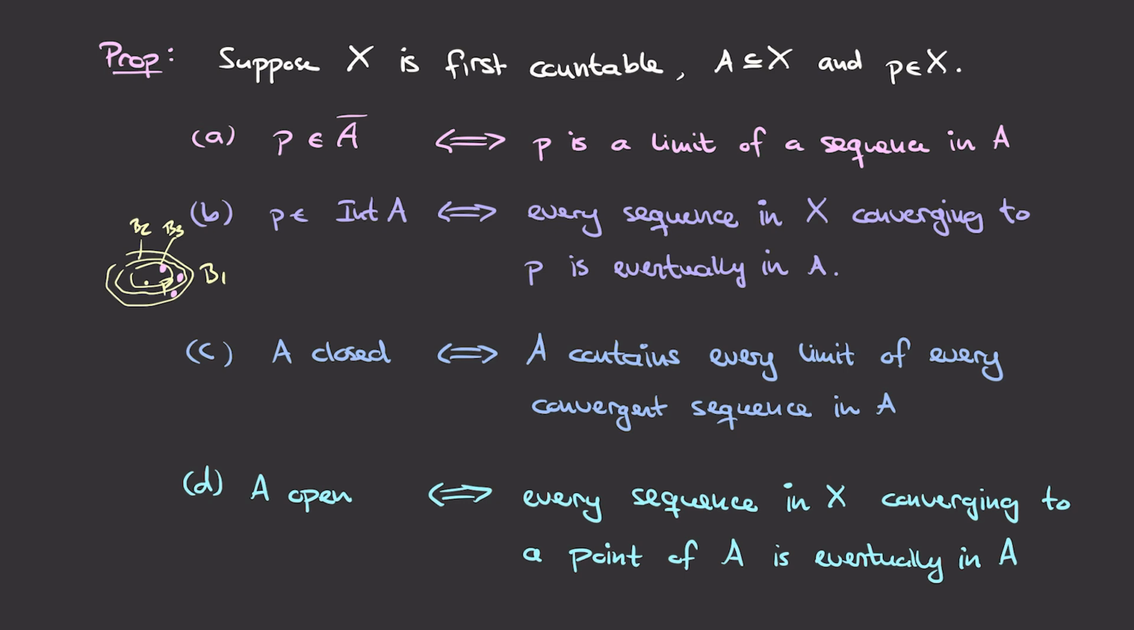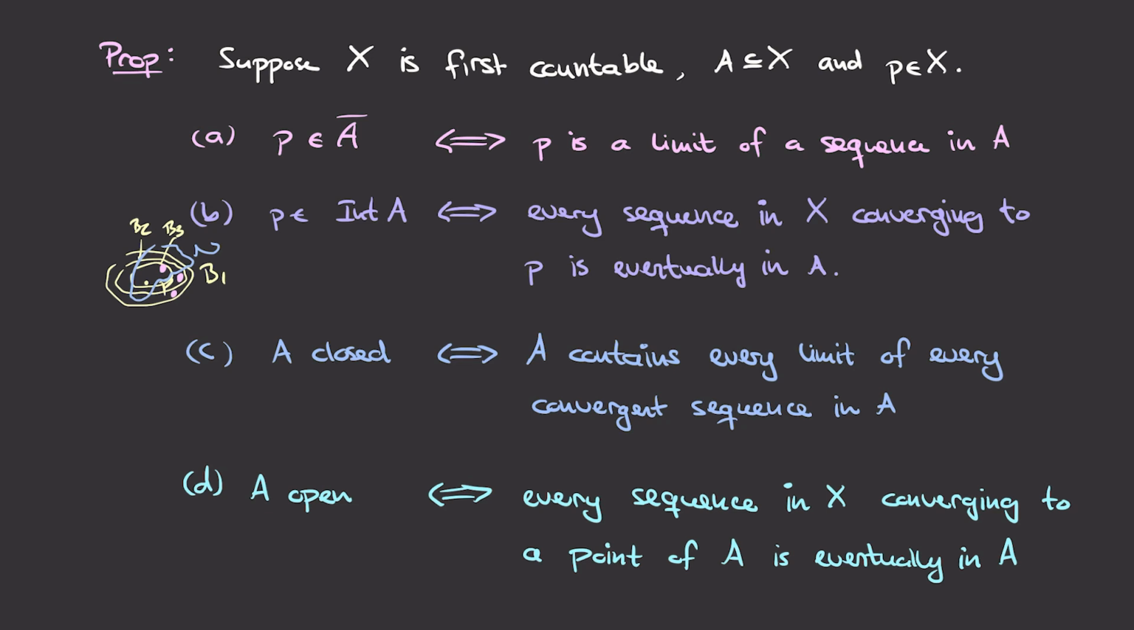And now we just set our sequence to be these points which lie in the intersection of each of the elements of our nested neighborhood basis with A. This will give a sequence in A, and moreover, this sequence will converge to P because given some arbitrary neighborhood N of P, by the neighborhood basis property, this will contain one of the basis elements.